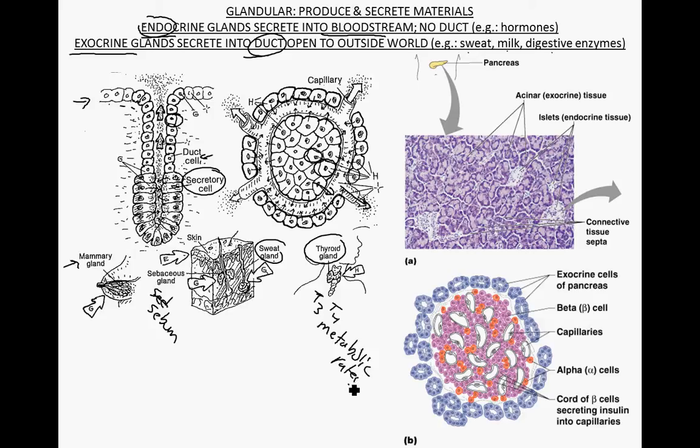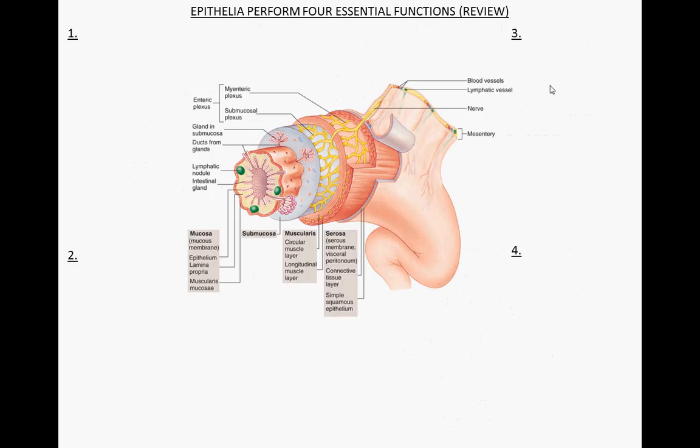Also, we see the pancreas. The pancreas is interesting because it has both endocrine and exocrine functions. So there's exocrine tissue in the pancreas, and there's endocrine tissue as well. The endocrine tissue is the one that secretes the insulin and glucagon, and the exocrine secretes digestive enzymes there. More on that in more detail later, but endocrine, exocrine glands there.